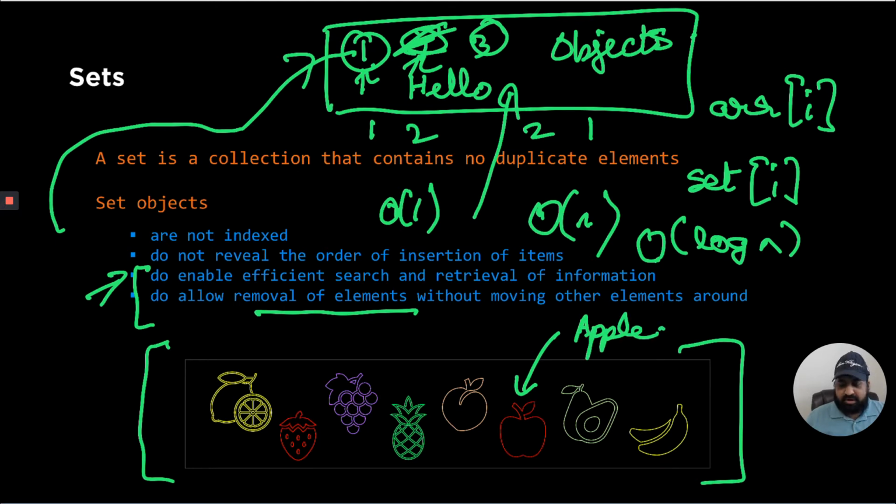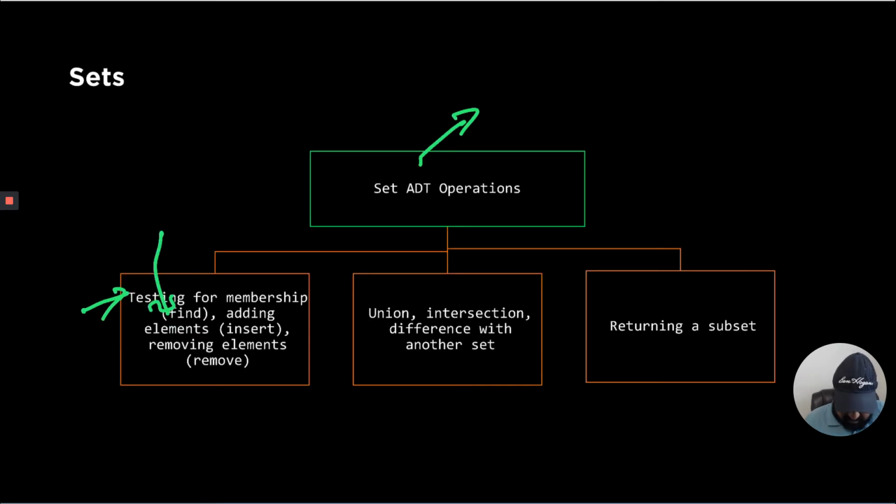Or where it is pointing to in the set. And if I try to find, let's say, a kiwi, since it's not there, I will get a null value. The next one is adding, which is just to add an element in the set or insert an element. The next one is removal, which is to remove an element from the set.